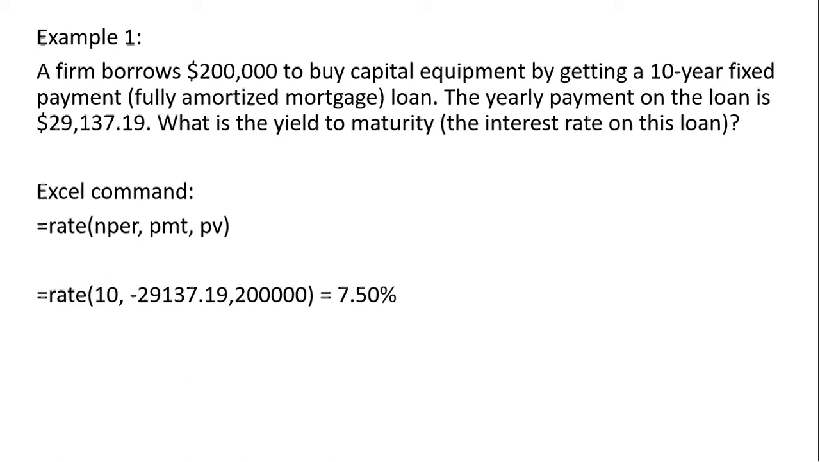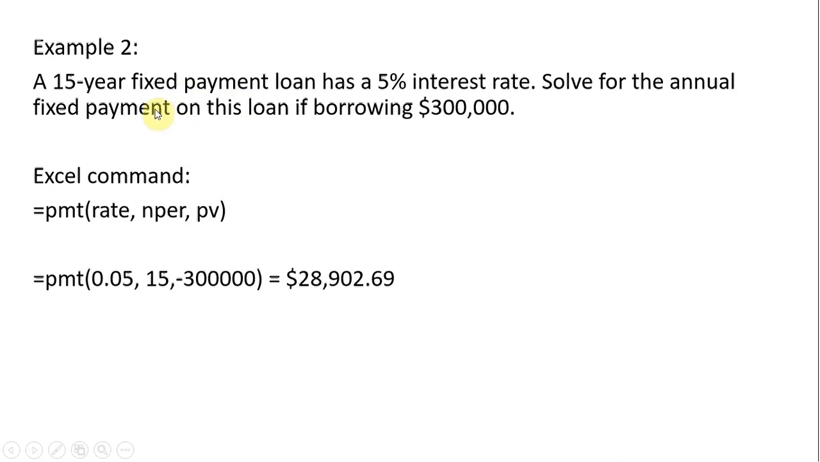Let's move to example 2. In example 2, we have a 15-year fixed payment loan with an interest rate of 5%. We want to solve for the annual fixed payment on this loan if borrowing $300,000. So we're going to use the Excel command payment. Okay, we're trying to find the payment here. For the payment command, we need the rate, which is 5%, the number of periods, which is 15, and the amount being borrowed, $300,000.